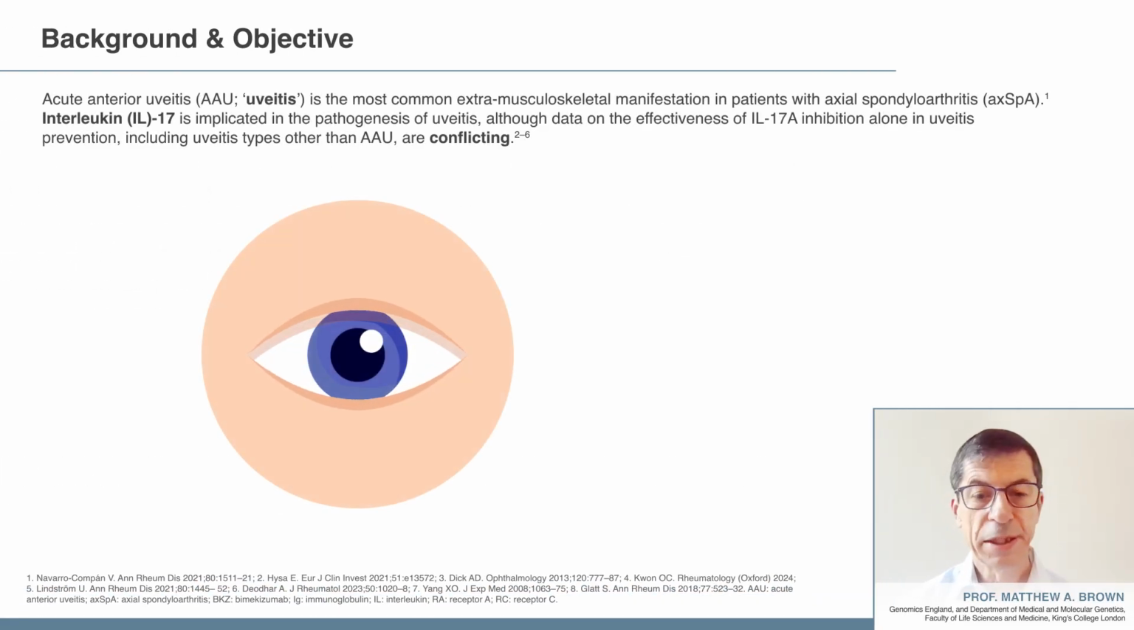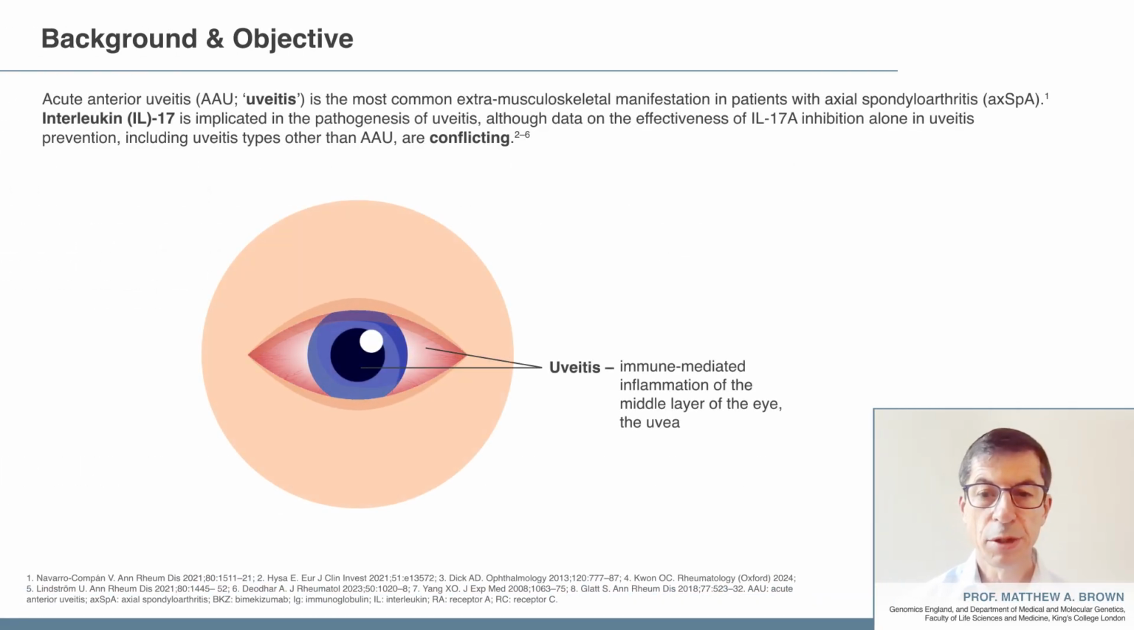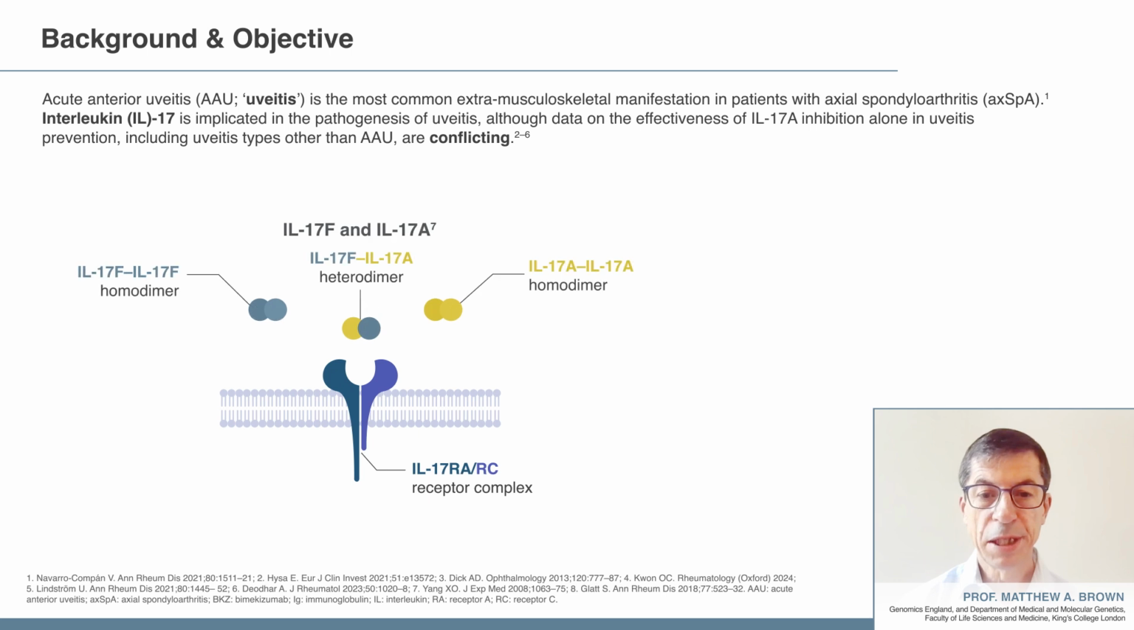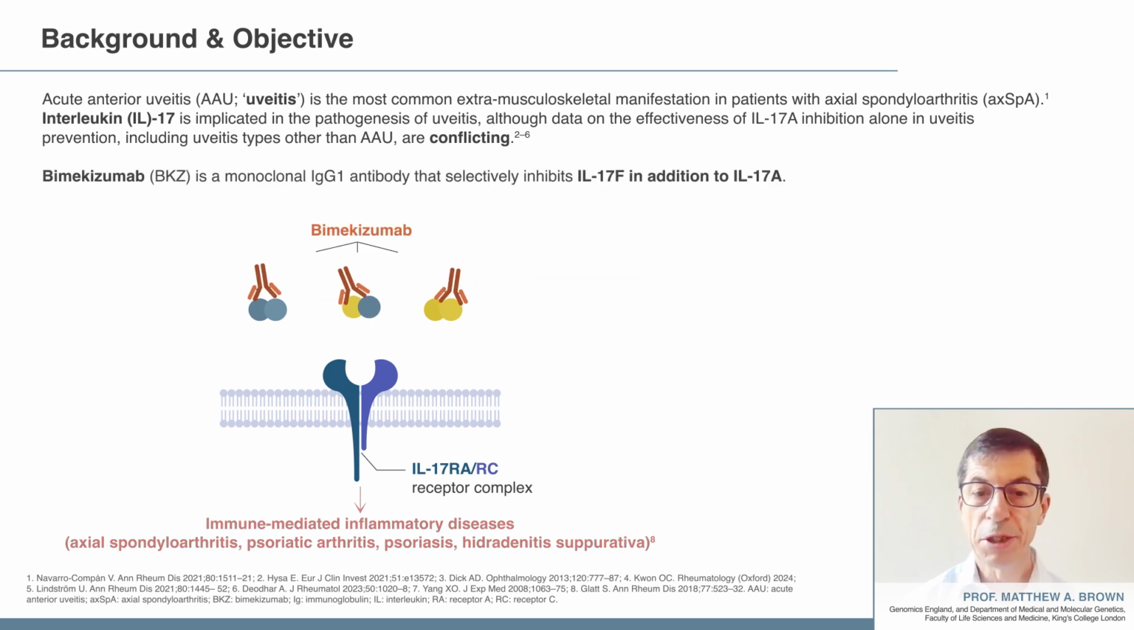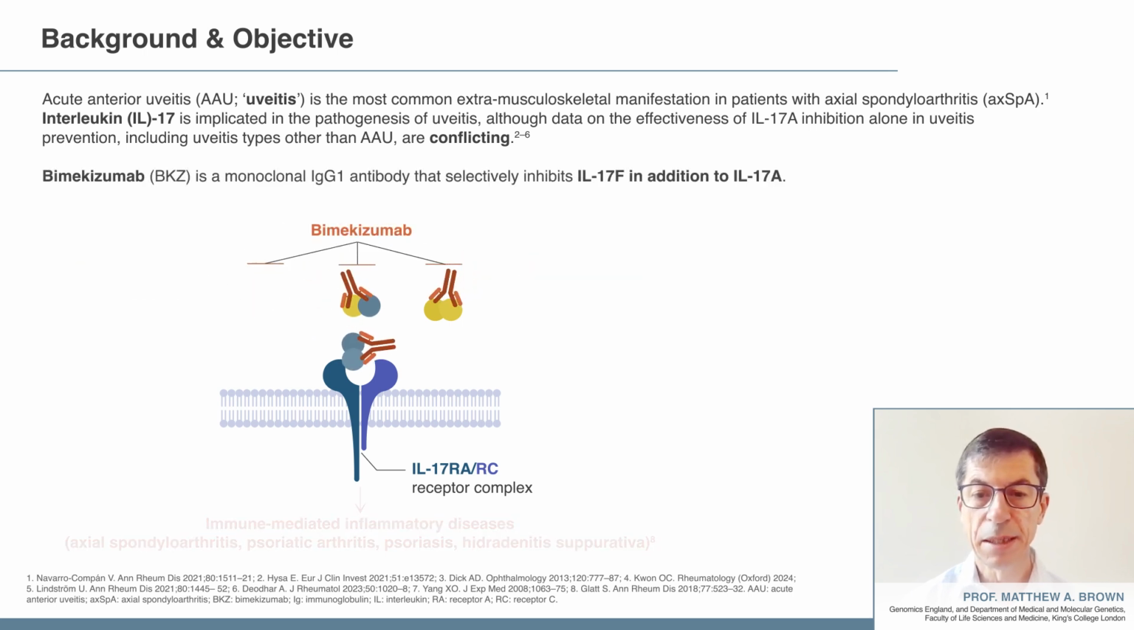Uveitis, specifically acute anterior uveitis, is the most common extramusculoskeletal manifestation among patients with axSpA. Among other factors, IL-17 has been implicated in the pathogenesis of uveitis and is a potential therapeutic target, although data on the effectiveness of IL-17A inhibition alone are conflicting. Bimekizumab is a monoclonal IgG1 antibody that selectively inhibits IL-17F in addition to IL-17A, which have both been implicated in the pathogenesis of axSpA and uveitis.